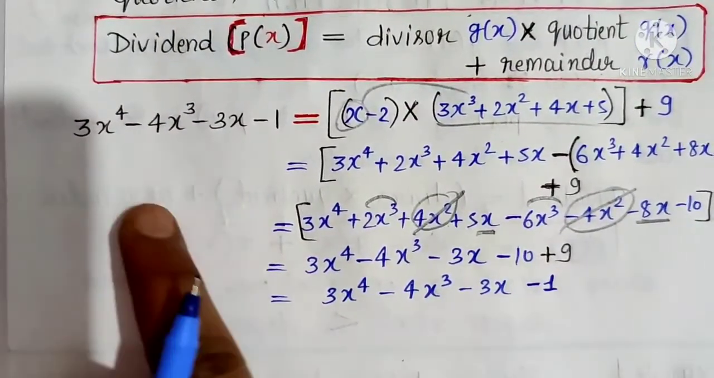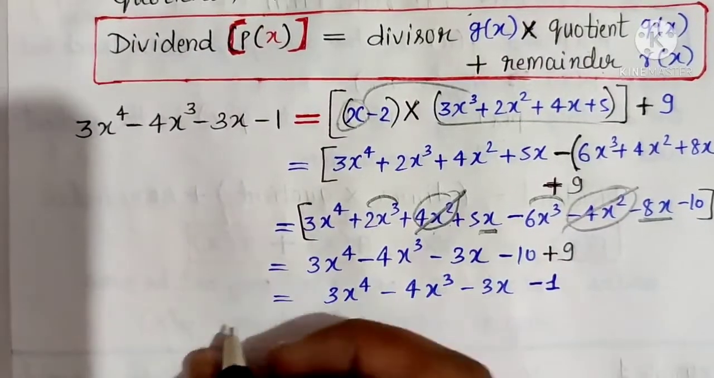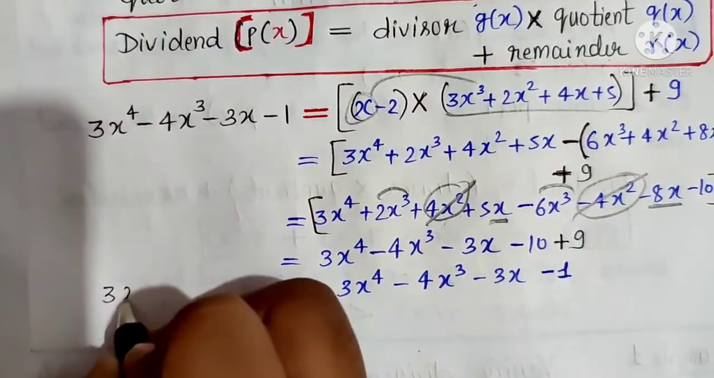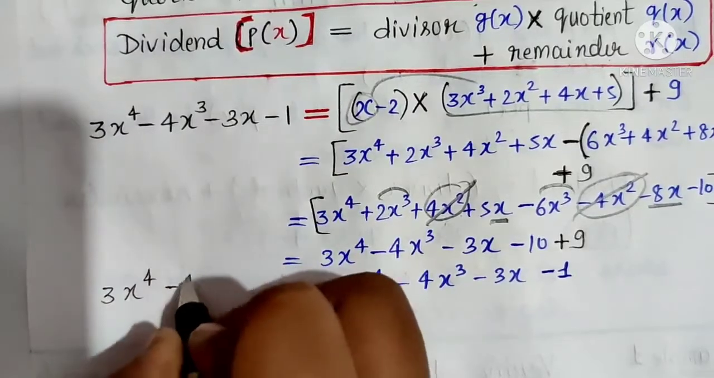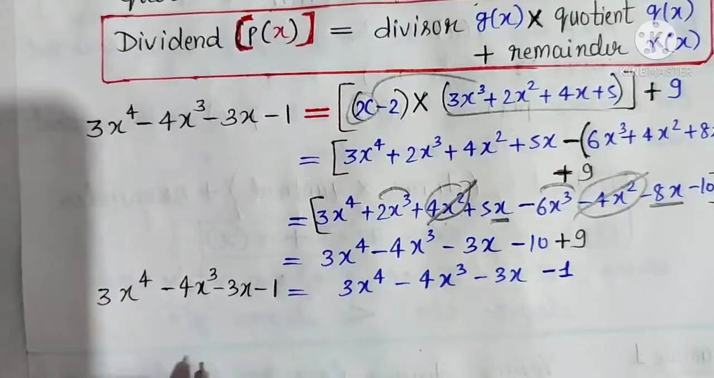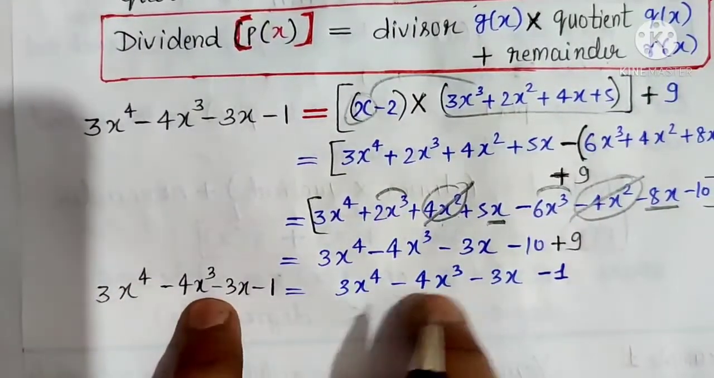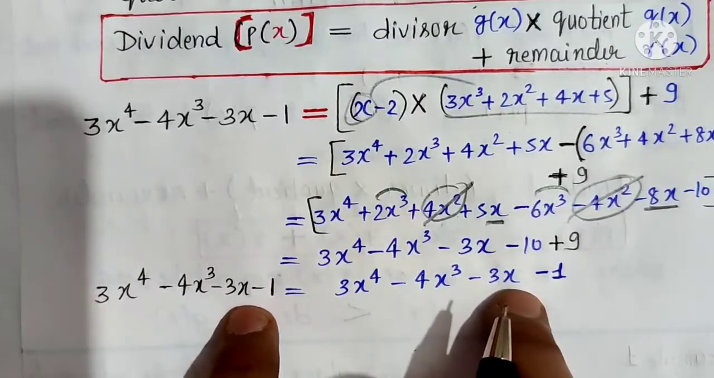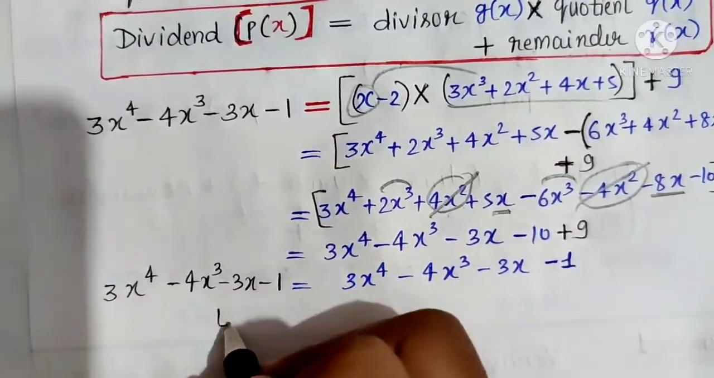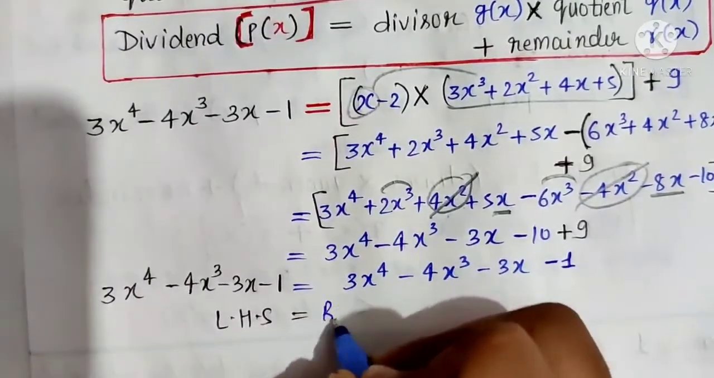Now just check the left side. What was our left side? Our left side was that dividend. What is that? It was 3x raised to the power 4 minus 4x cube minus 3x minus 1. Is it the same? 3x to the power 4? Yes. Minus 4x cube? Yes. Minus 3x? Yes. Minus 1? Yes. So we can say our left hand side is equal to right hand side.